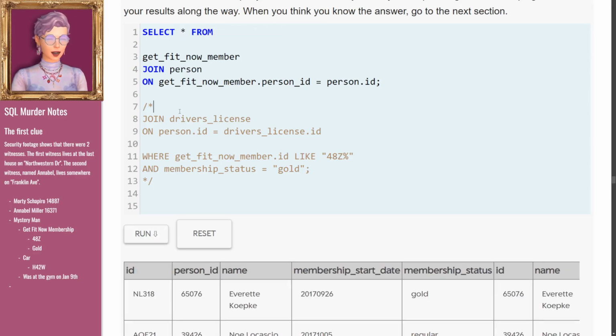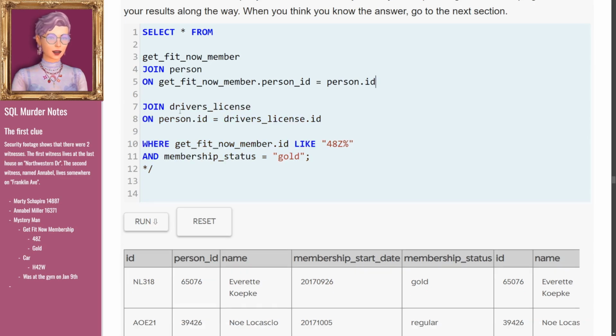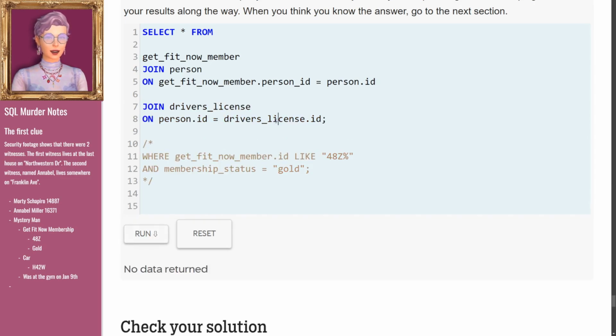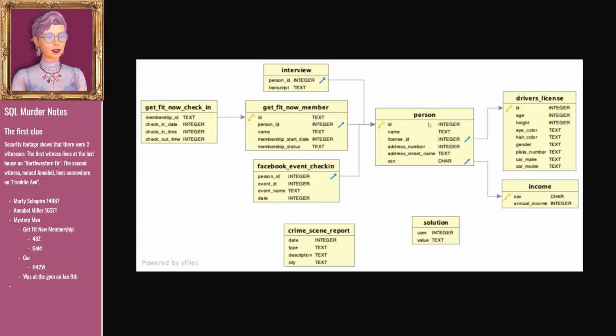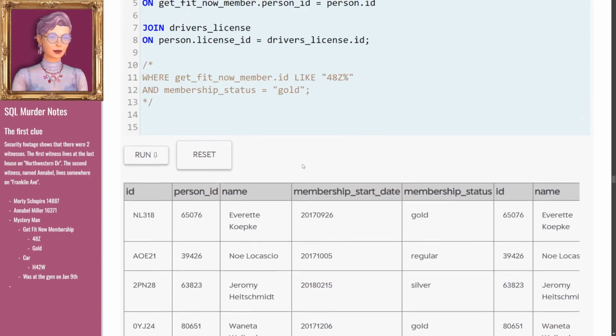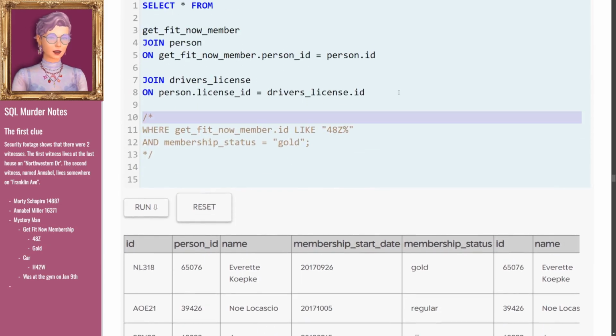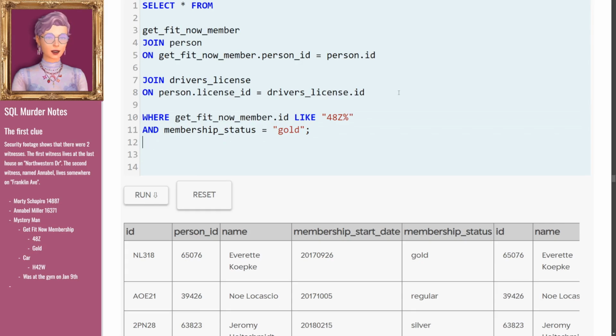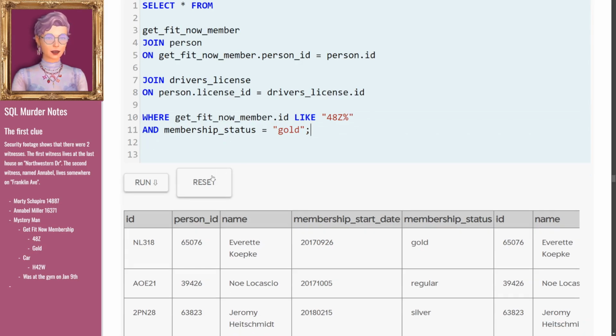Okay. So now let's check if we did the second join correctly. Like that, no data returned. Interesting. So I think I have this incorrect. Person, yep, I do, because it's not person ID, it's person license ID. Okay, now we have people. Okay, so now we can do where Get Fit Now ID is like that and membership is like that.